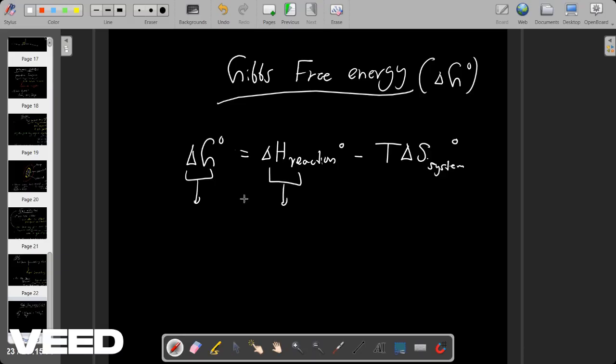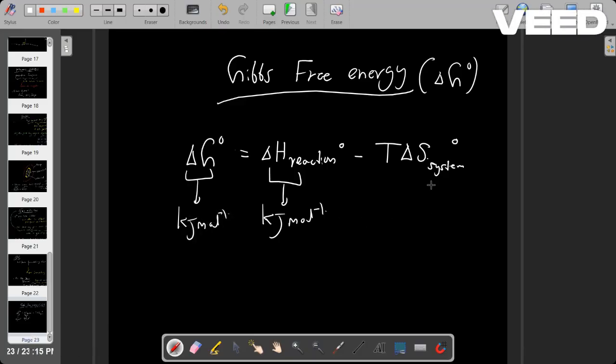Usually, Gibbs free energy is given in kilojoules. You can write it in joules also, kilojoules per mole. If the delta H is given in kilojoules per mole, this one is also kilojoules per mole. If you remember entropy, what is the unit of entropy? Kilojoules per mole per Kelvin. That is why we had to multiply by Kelvin, so Kelvin to Kelvin get cancelled off. See nicely how it is balanced.